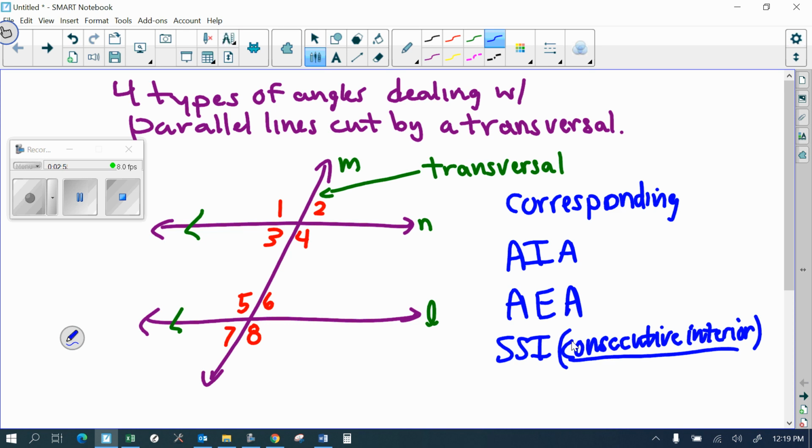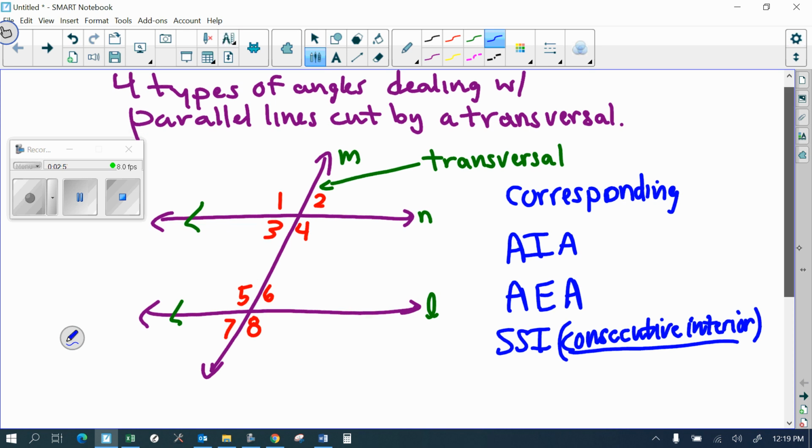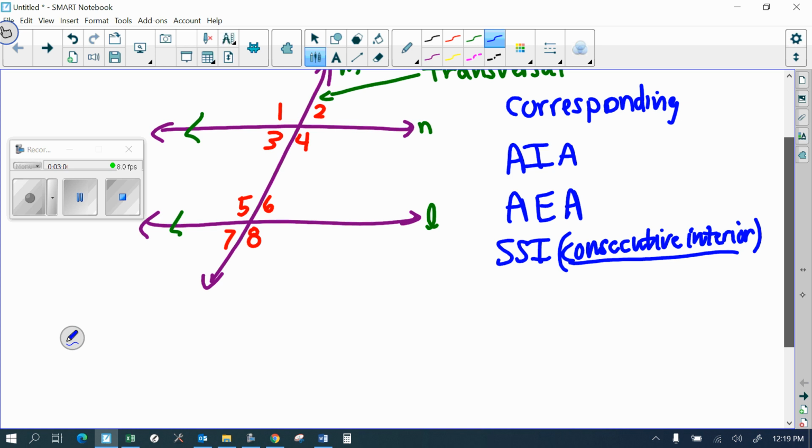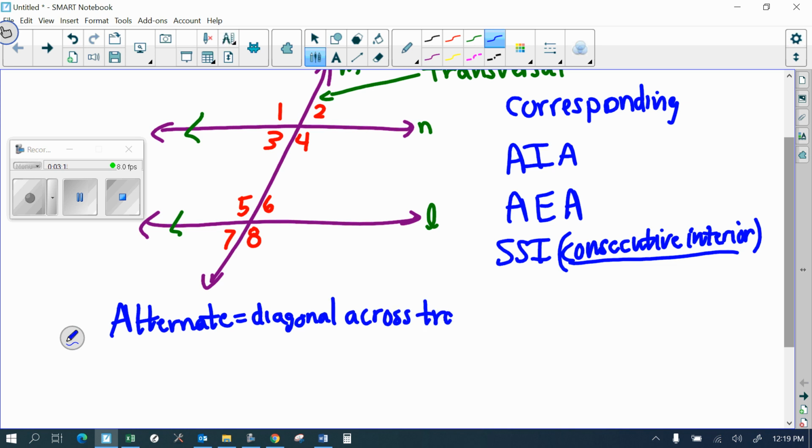So first off, the word alternate. When you see alternate, you should be thinking diagonal across the transversal. You might just be able to say diagonal if you understand that. It's always across the transversal. Versus the next one would be exterior angle.